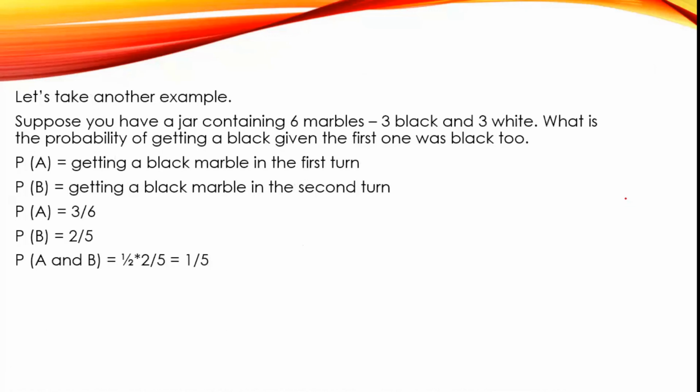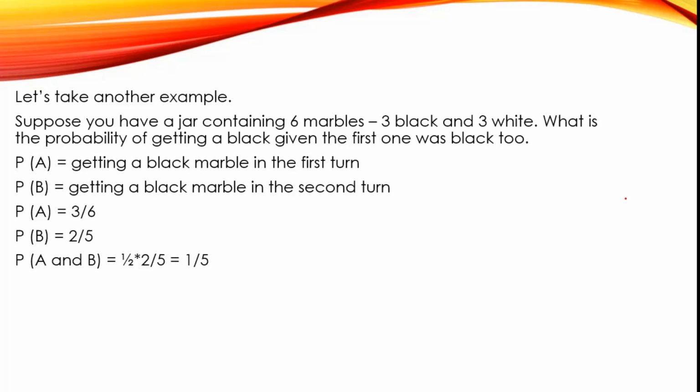Let's take another example. Suppose you have a jar containing 6 marbles, 3 black and 3 white. What is the probability of getting a black marble, given the first one was black too? Getting a black here now, because the first one is already black. Now the probability of getting a black the second time also. So the probability of A is 3 by 6, getting a black marble in the first draw.